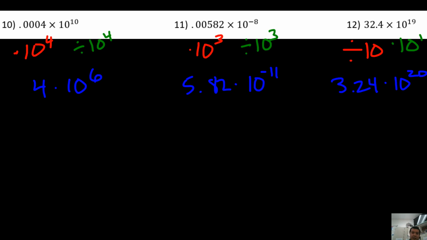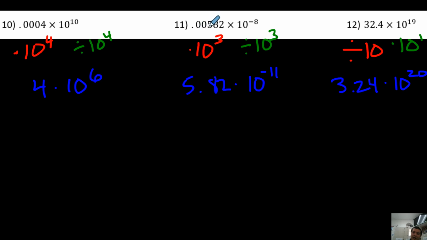So, in number 10, our coefficient is too small, so we need to multiply it by 10 to the 4th, getting us 4. We need to divide, as a result, our base 10 by 10 to the 4th, which means 10 minus 4, because we're dividing, is 10 to the 6th.